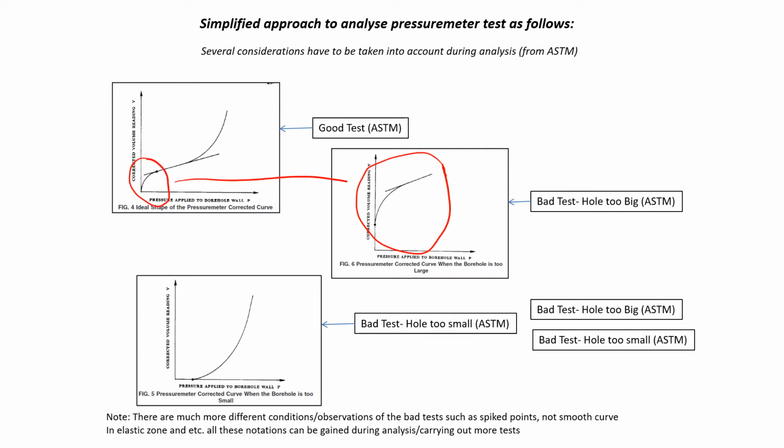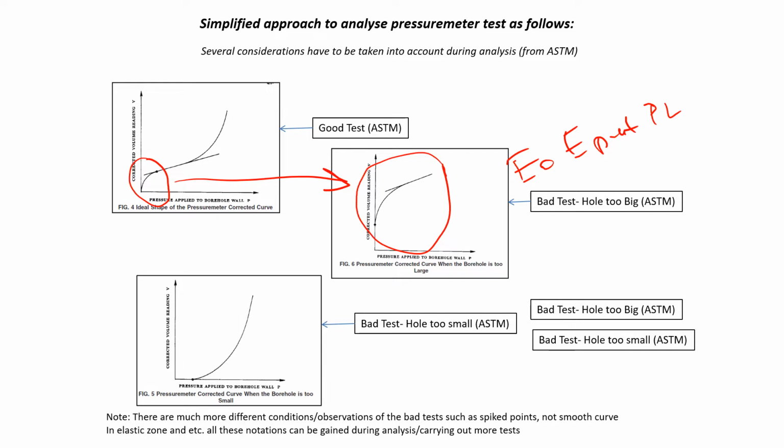That means in this specific case, your hole is too big. That means you cannot get E, the PMT modulus, nothing, and you cannot get a limit pressure, no. So your hole is too big. That means the test you cannot analyze, you cannot use, okay?